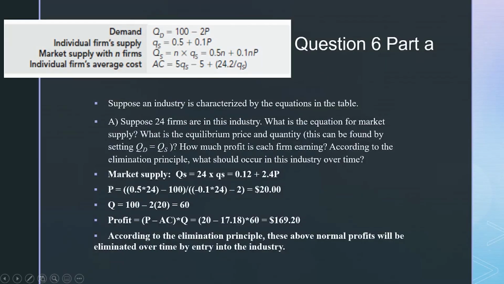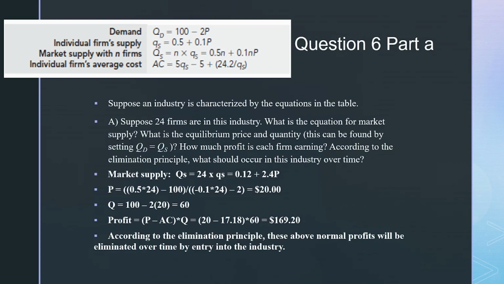So question 6, part A, provides a series of equations to characterize an industry and asks, suppose 24 firms are in this industry, what is the equation for market supply? So this would be N times QS, so 0.12 plus 2.4 P. Then what is the equilibrium price and quantity? So you set the equations for QD equal to QS and solve for price to find $20, and then substitute that into the equation to find a quantity of 60.